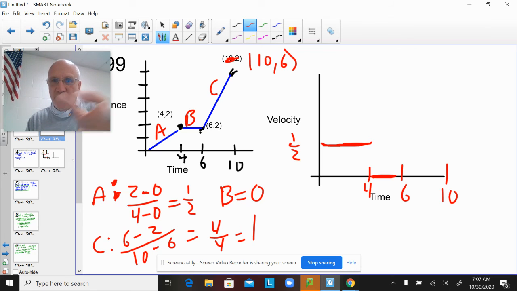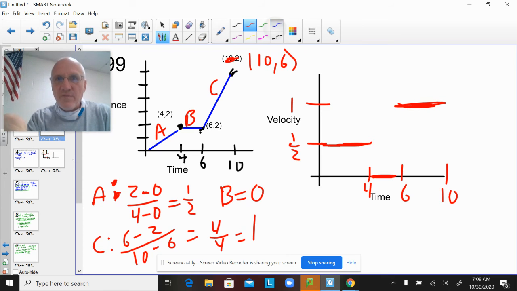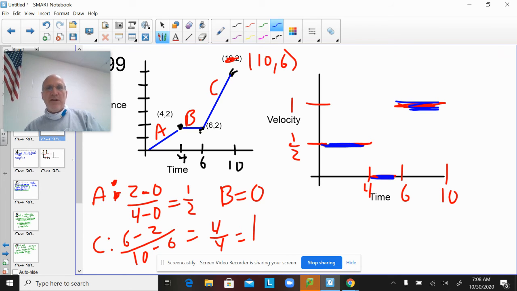I want that to fit with the slope of that line segment B. And then from 6 to 10, the slope of the line segment is 1. And the slope of the position is the y value of the velocity. So from 6 to 10, that was 1/2, go up here, label this 1. It's going to look like that. So there and there and there. There's my velocity function. But you need to know that those velocities represent the slopes of the position function.